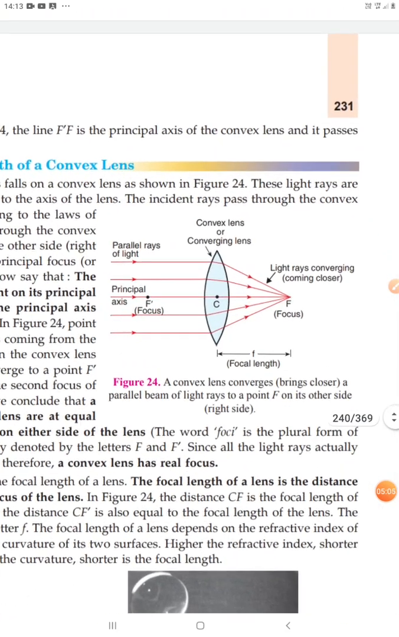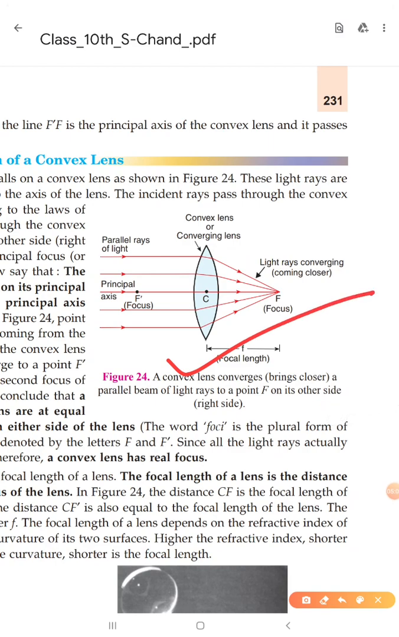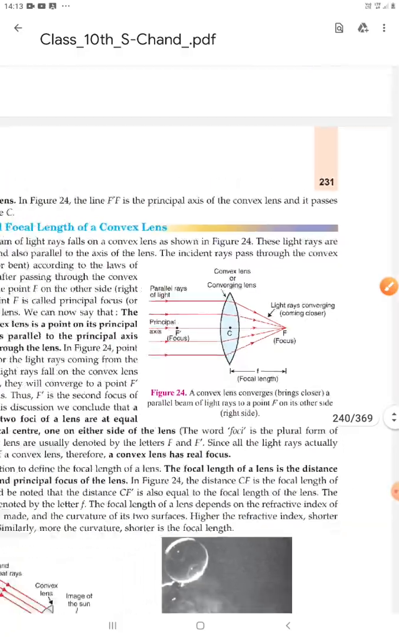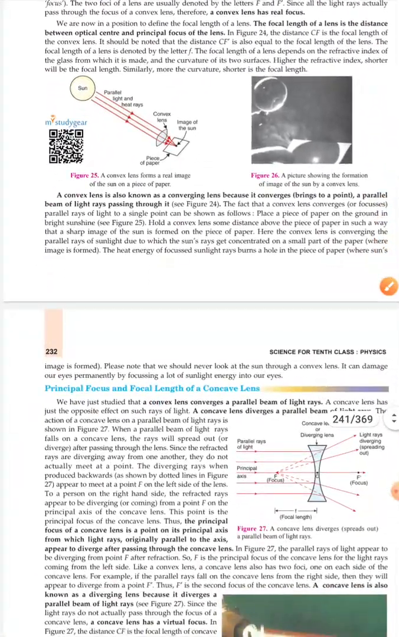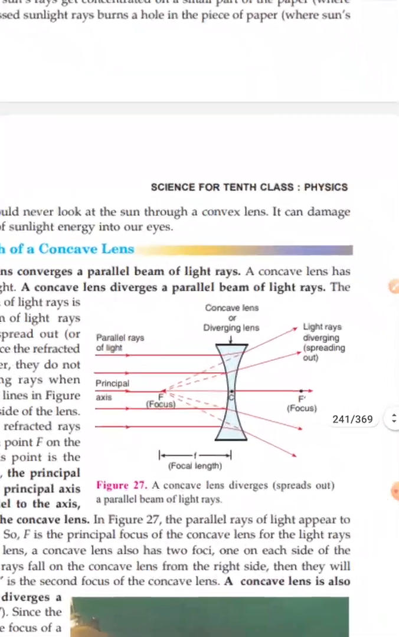One important thing: this principal focus, you can see here, in reality these light rays are meeting at a point. So this focus is a real focus, not a virtual focus. We know about real and virtual things. Now let's discuss the concave lens. This is a concave lens.